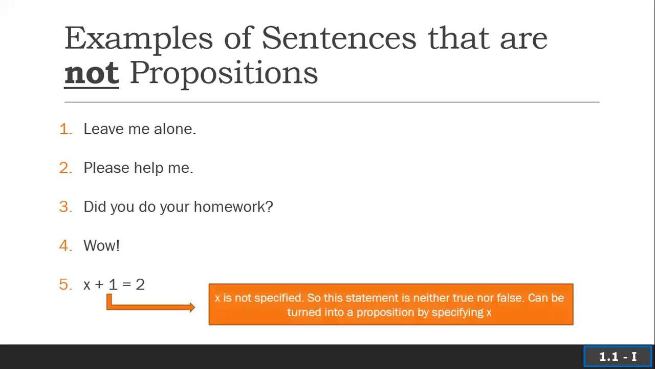The x is not specified here, so this statement is neither true nor false. Right? Without knowing the x, we don't know if this is a proposition. It can be turned into a proposition if you tell me what the x is supposed to be, or if you make a statement clarifying that you actually mean for these two sides to be equal.